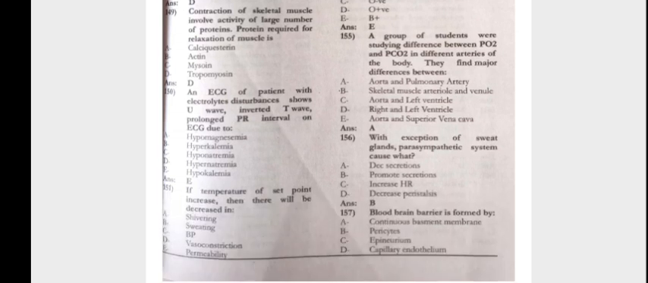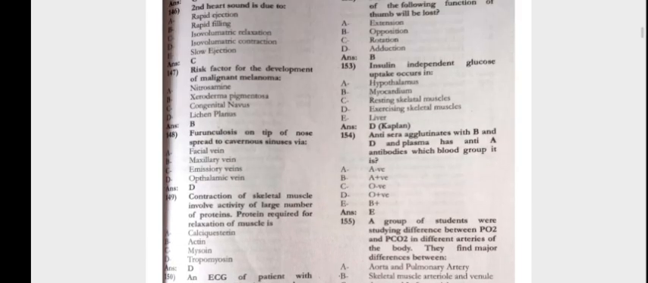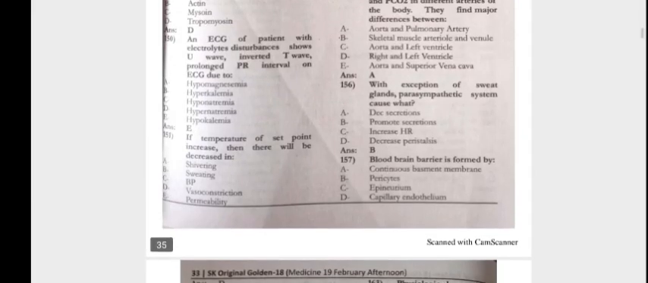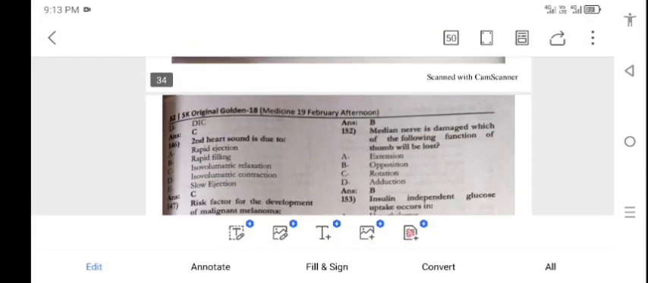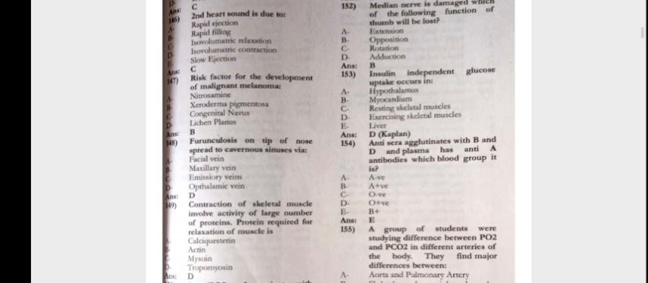ECG of the patient with the electrolyte disturbance shows U waves, inverted T waves, prolonged PR interval in the ECG due to the hypokalemia. If the temperature set point increases, then there will be a decrease in sweating. Next, median nerve is damaged. Which of the following functions of the thumb will be lost? Opposition. Insulin dependent glucose uptake occurs in the exercising skeletal muscle.